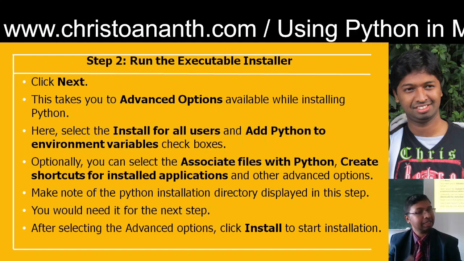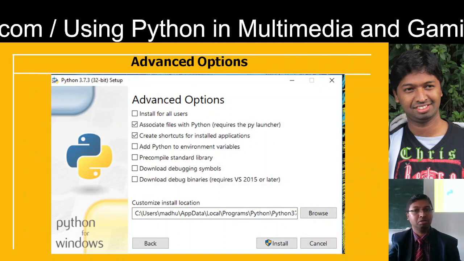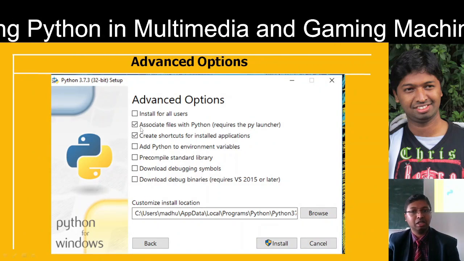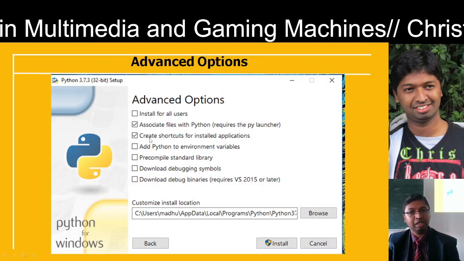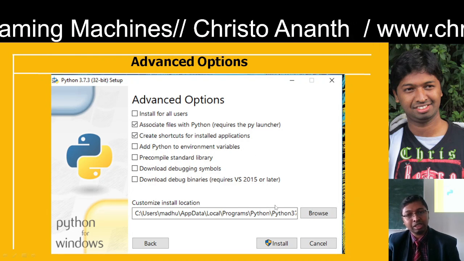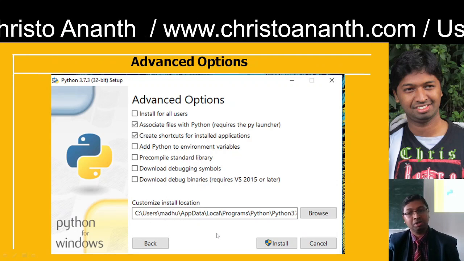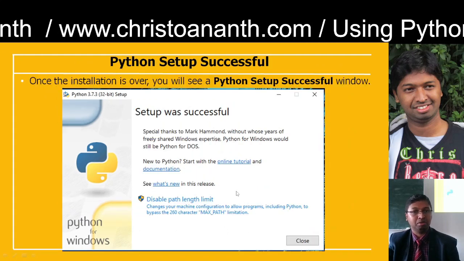After selecting the advanced options, you can click on install to start the installation. In the advanced options, like associate files with Python and create shortcuts for installed applications, you'll see where it is going to be saved. And you click on install.